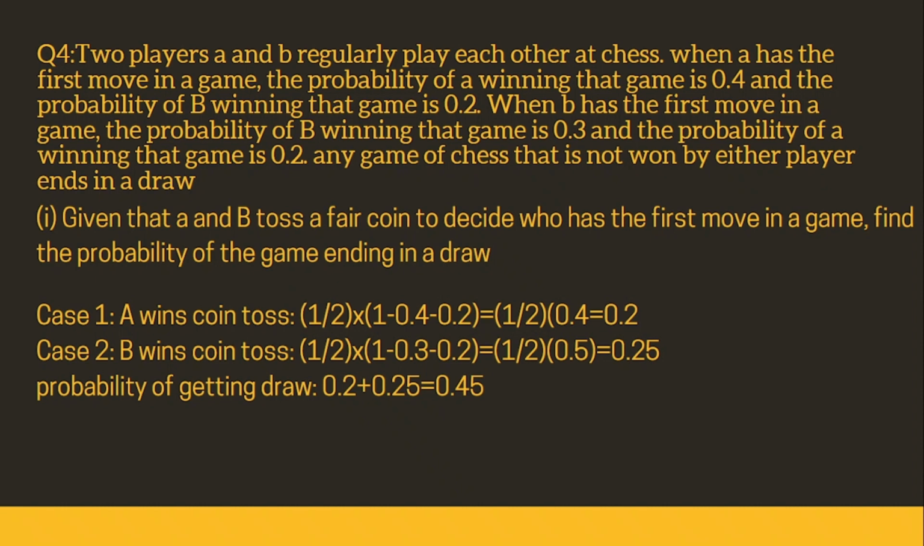Then your second scenario, likewise, will be a half to represent the coin toss, times 1 minus 0.3 minus 0.2, or in other words, 1 minus the scenario where B wins the game or A wins the game. So in the end, that will be 0.21. So ultimately, the probability of getting a draw overall is just a summation of the two scenarios, which will equal 0.45.